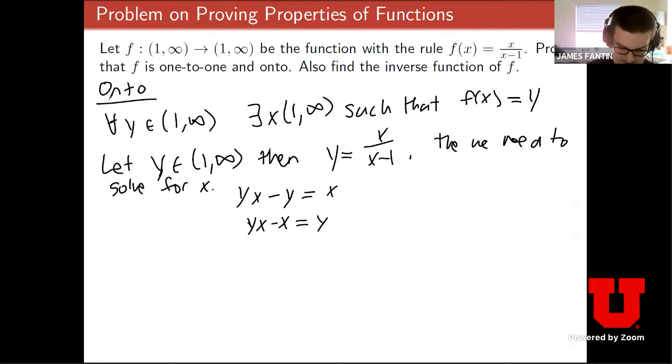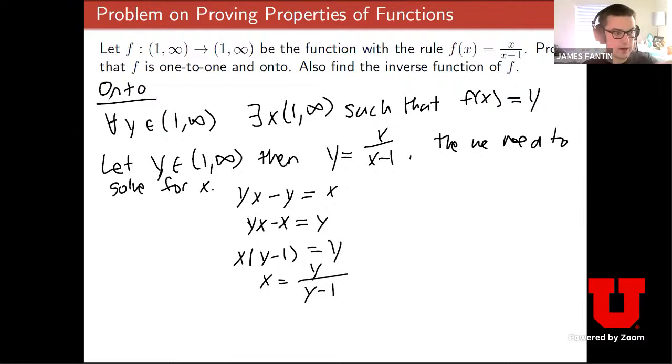Then we're going to factor out an x here, so we'll have x times y minus 1 is equal to y. And if we solve for x, divide both sides by y minus 1, we'll get x is equal to y over y minus 1. So this is the element x such that f of x maps to the element y.